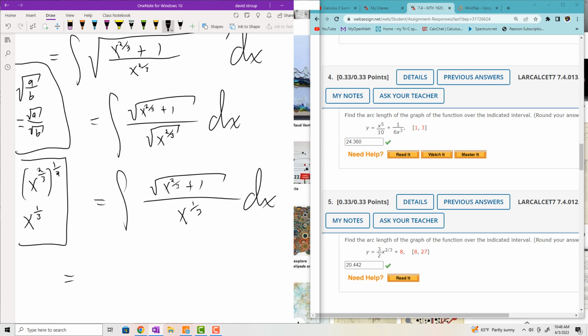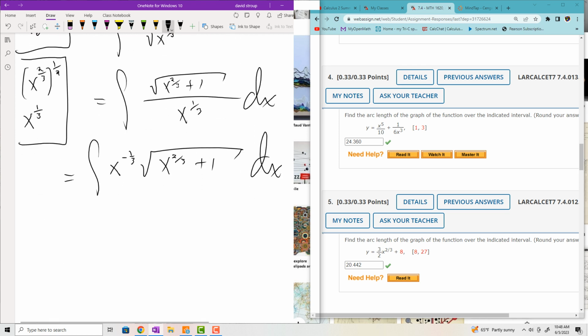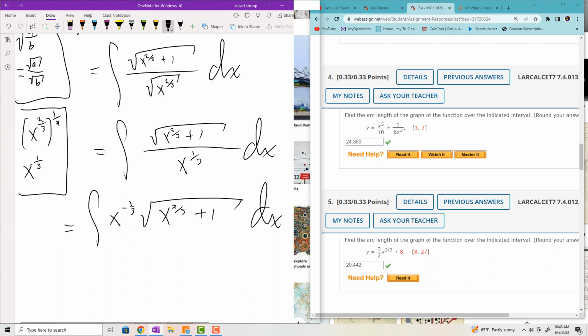Great. I'm going to rewrite it again by changing the sign of this exponent to x to the negative 1/3. Then I have x to the 2/3 plus 1 dx. And believe it or not, that's going to be your u sub. The u sub is going to be the stuff in the root. That's our general rule anyway. So u is x to the 2/3 plus 1.